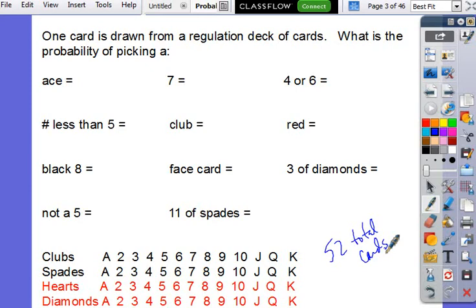All right. Then all I have to do is figure out how many things actually work for whatever question they're asking. Ace, how many aces are there? There are 4. Well, that's going to be 4 out of 52. You simplify it on the calculator, and it should be 1 out of 13.